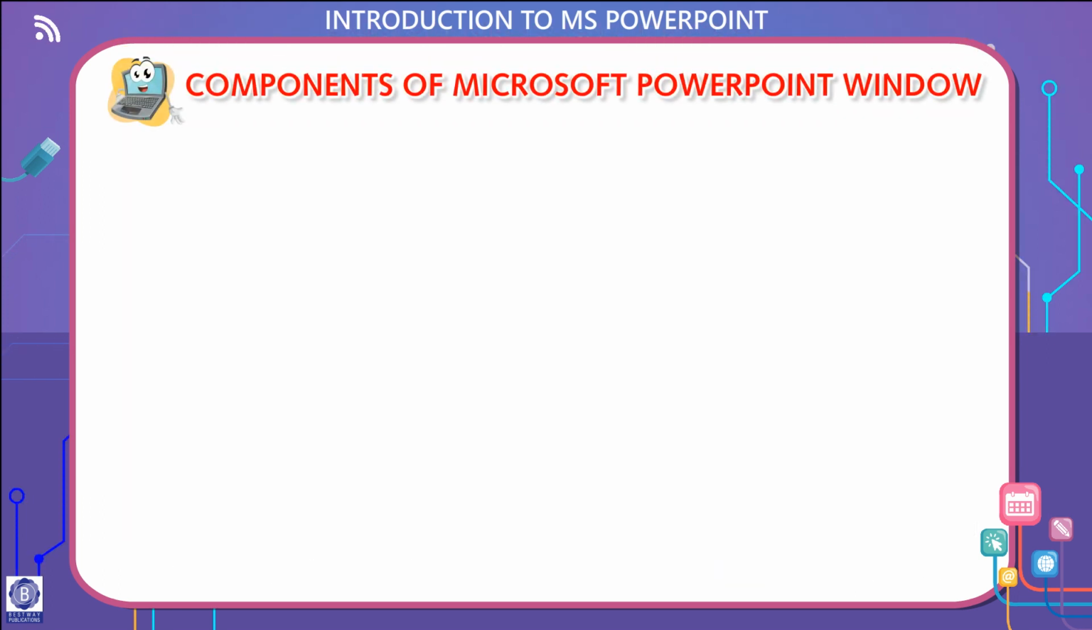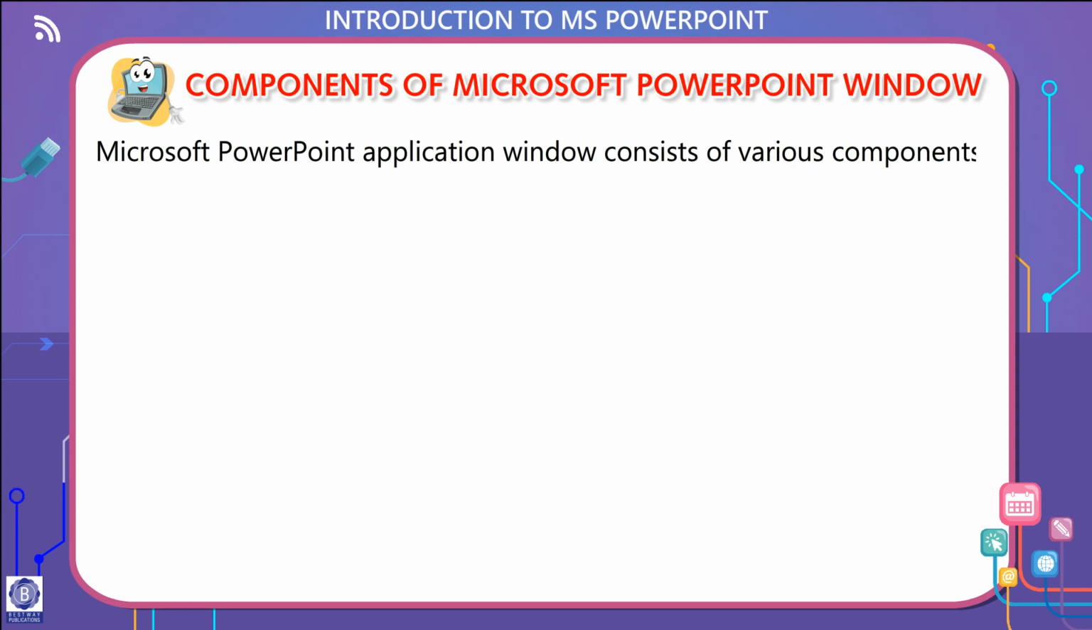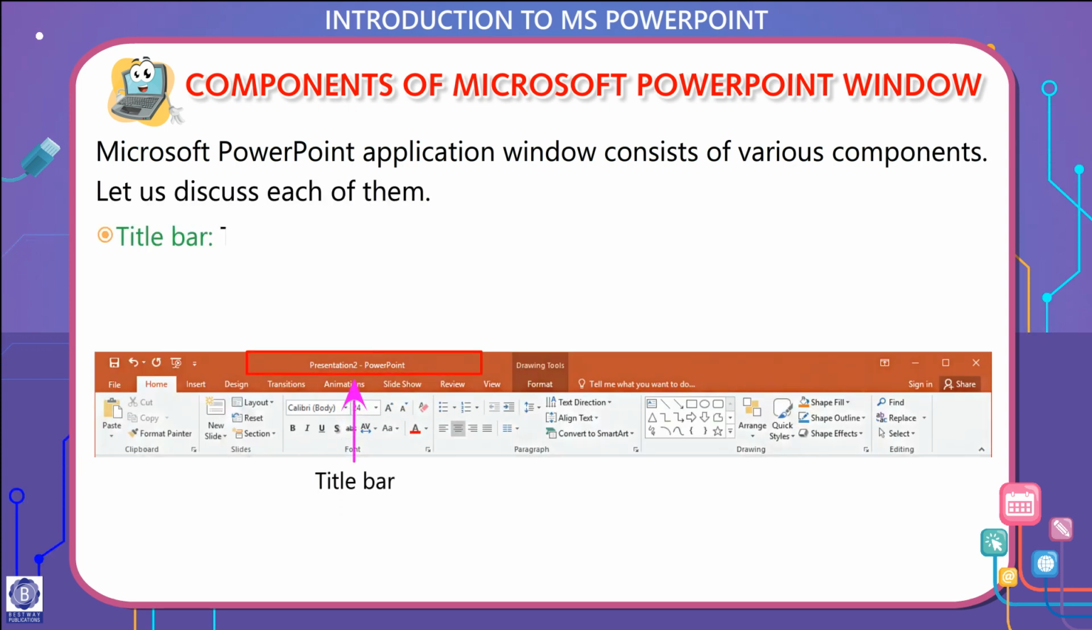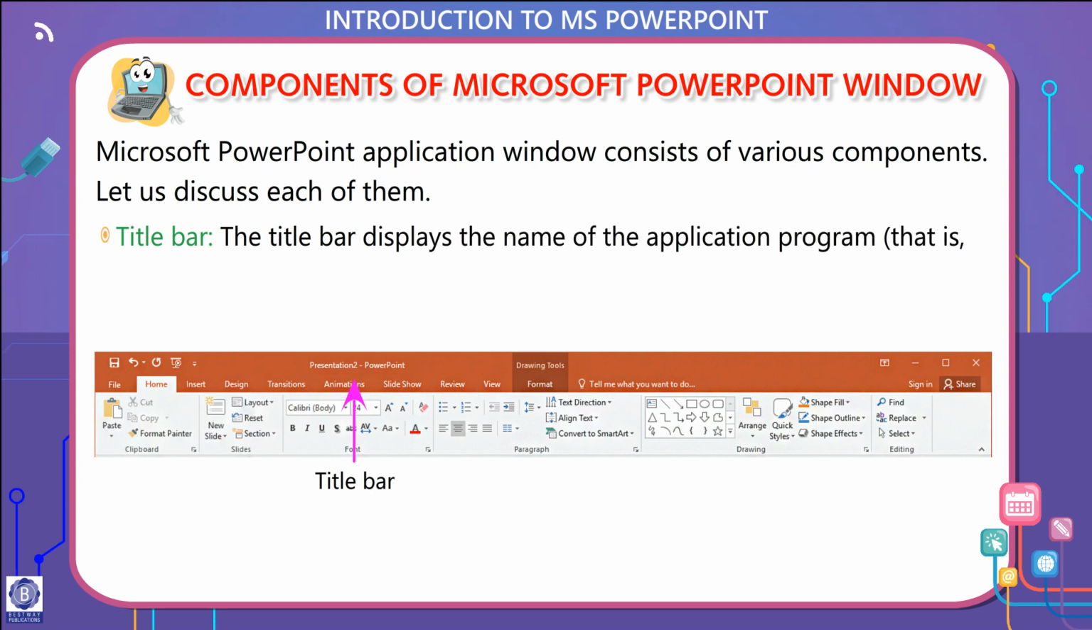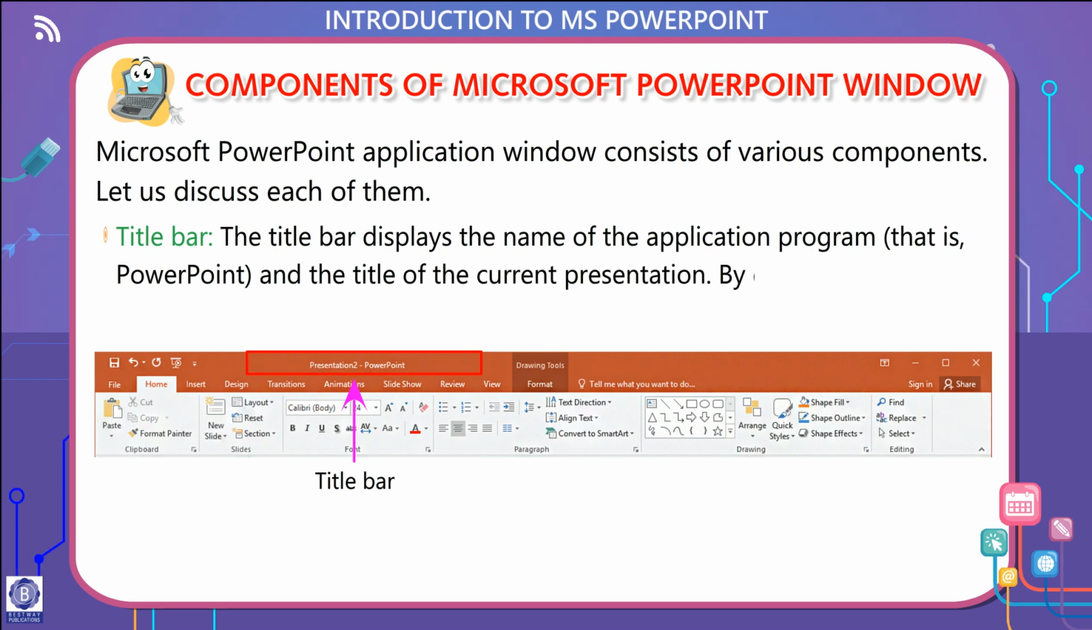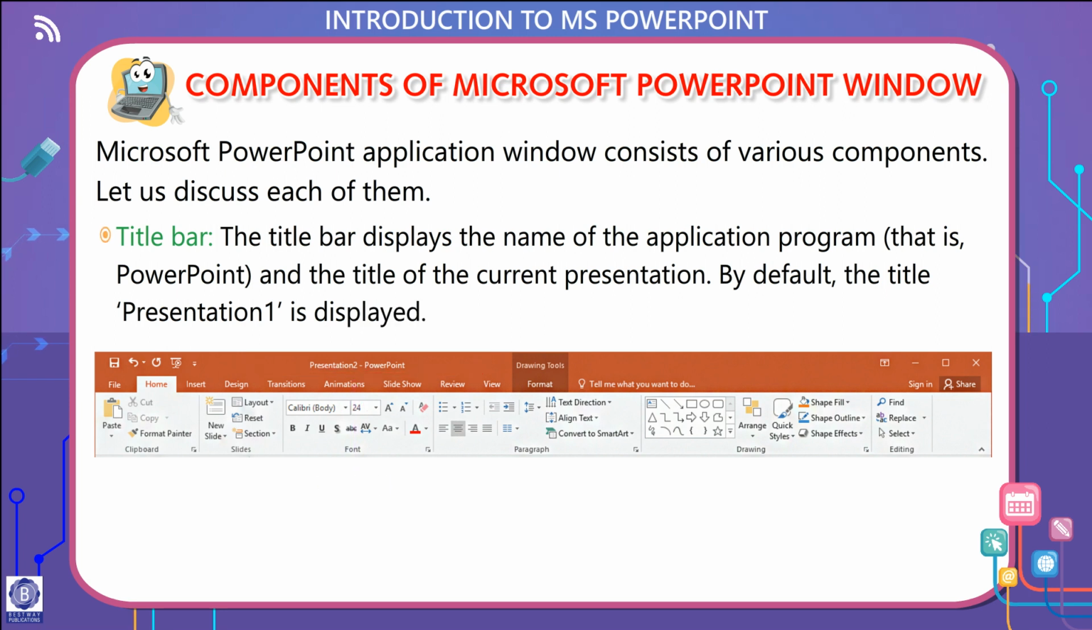Components of Microsoft PowerPoint window. Microsoft PowerPoint application window consists of various components. Let us discuss each of them. Title bar. The title bar displays the name of the application program, that is PowerPoint, and the title of the current presentation. By default, the title Presentation 1 is displayed.